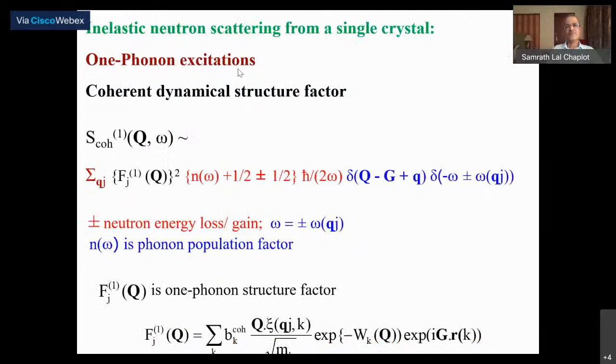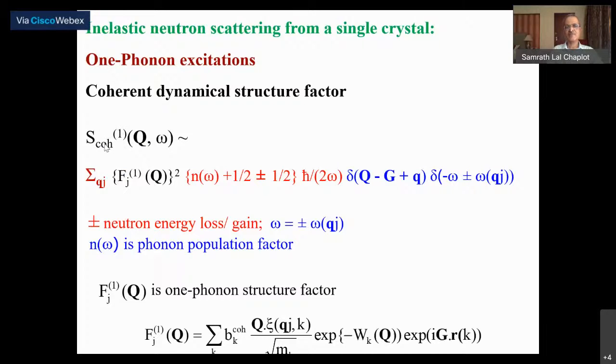For one phonon inelastic neutron scattering from a single crystal, the main problem we addressed was that of one phonon excitations. The neutron scattering cross sections are proportional to what we call the dynamical structure factor, which is a function of the wave vector transfer and the energy transfer of the neutron. So whatever is the change in the wave vector of the neutron, and the change in energy, h cross times omega, of the neutron, that is the cross section.